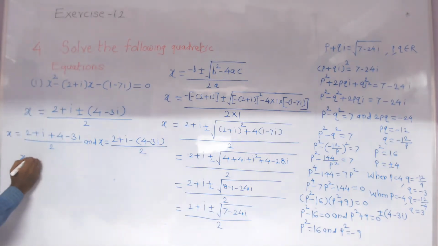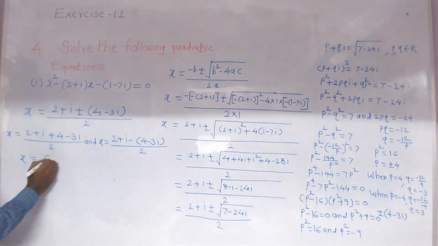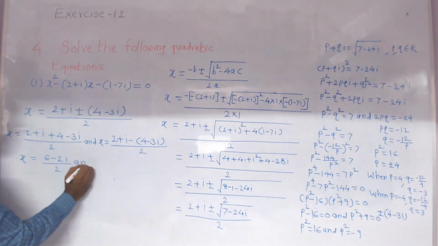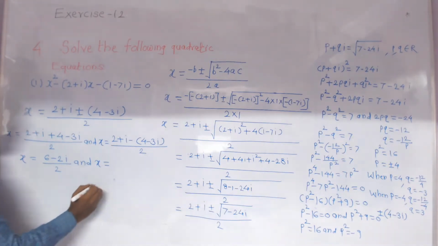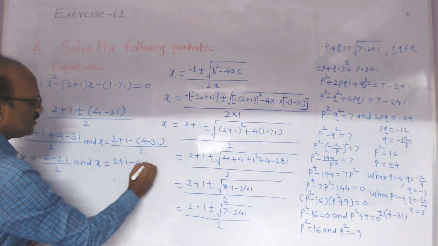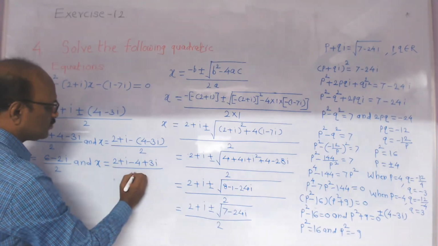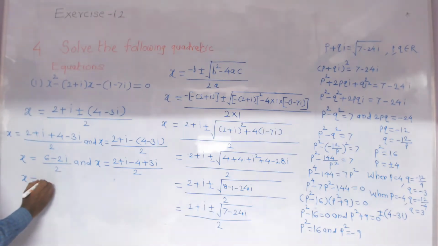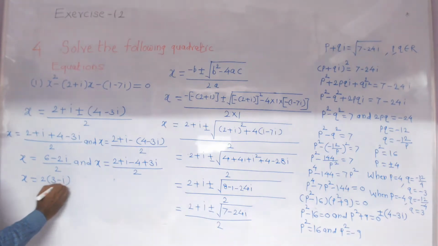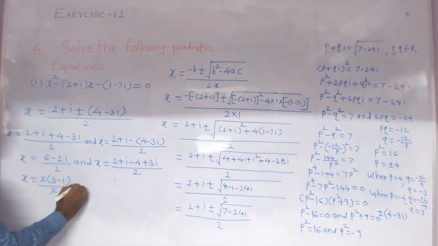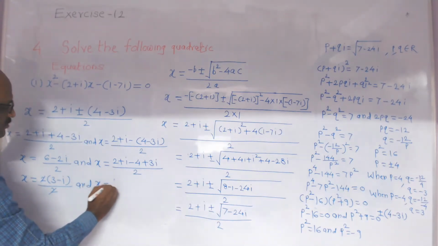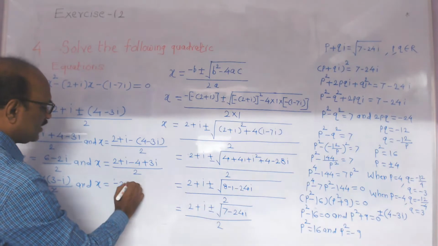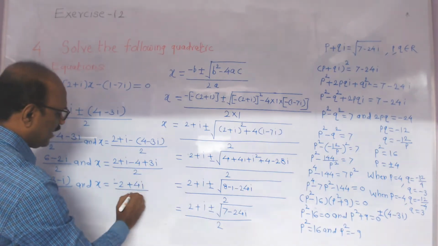Therefore here you will get 2 plus 4, that is 6, i minus 3i, that is minus 2i, upon 2. And the next is x is equal to 2 plus i minus 4 plus 3i, divided by 2. If we take 2 as common, the 2 in bracket (3 minus i), divided by 2, then 2 will get cancelled. Next, x is equal to 2 minus 4, that is minus 2, and i plus 3i, that is 4i, divided by 2.